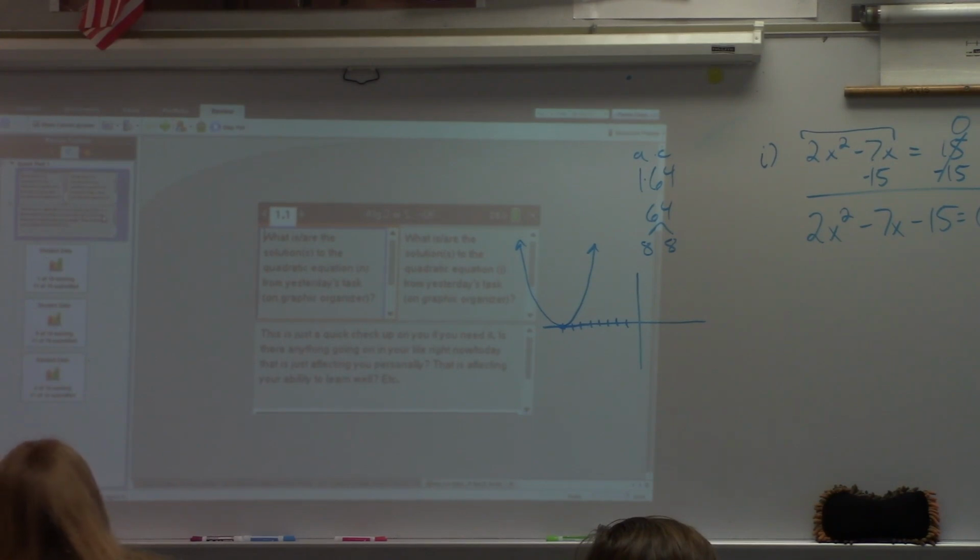First off, is it possible that you miss the factors of A times C that add up to B? So do we just quit on this problem if we miss that? No. Nisha, what do we do instead? Use a different method, right? What's the method you can always use? Quadratic formula, right? Make sure you know that equation.